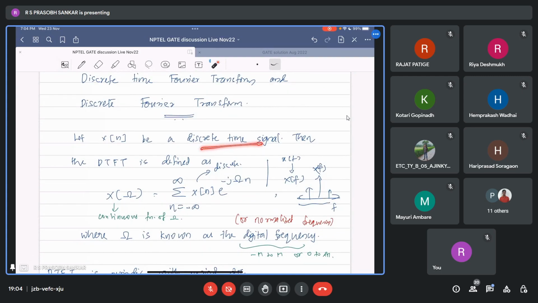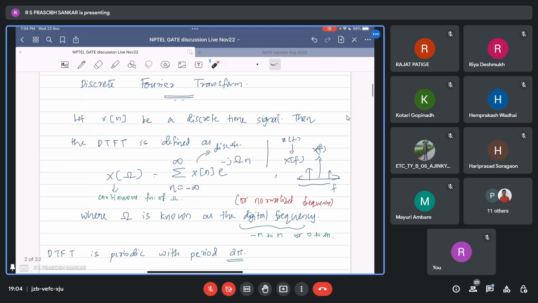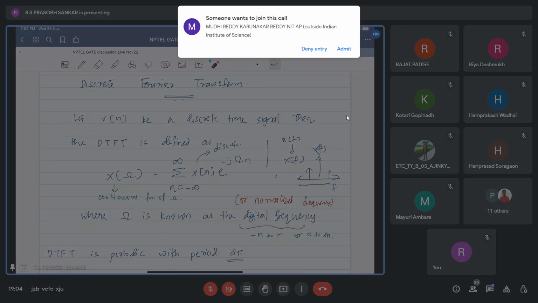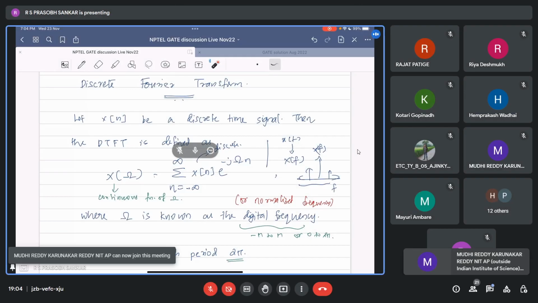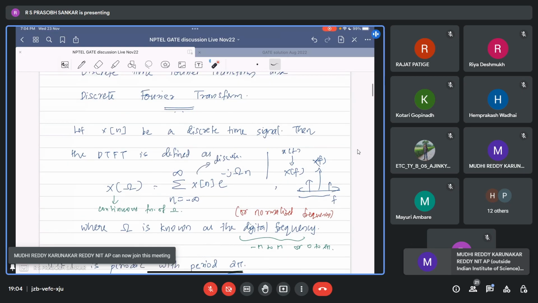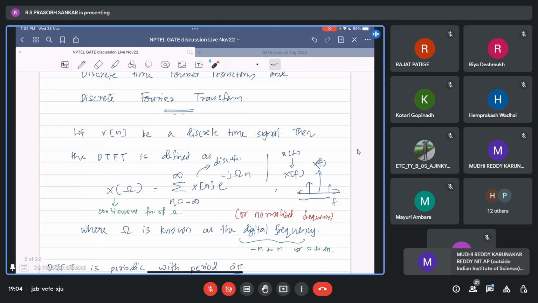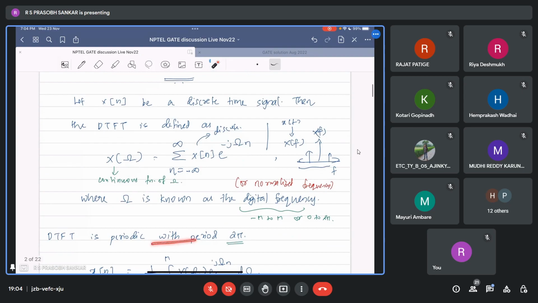So let x of n be a discrete time signal. Then the discrete time Fourier transform is defined like this: X of omega is the summation over n from minus infinity to infinity of x of n e raised to minus j omega n. Here, x of n is a discrete time signal, whereas omega is continuous. That's the only thing. This omega is known as the digital frequency. That's just a name we use to refer to omega. And it turns out that this DTFT, discrete time Fourier transform, is periodic with a period 2 pi.